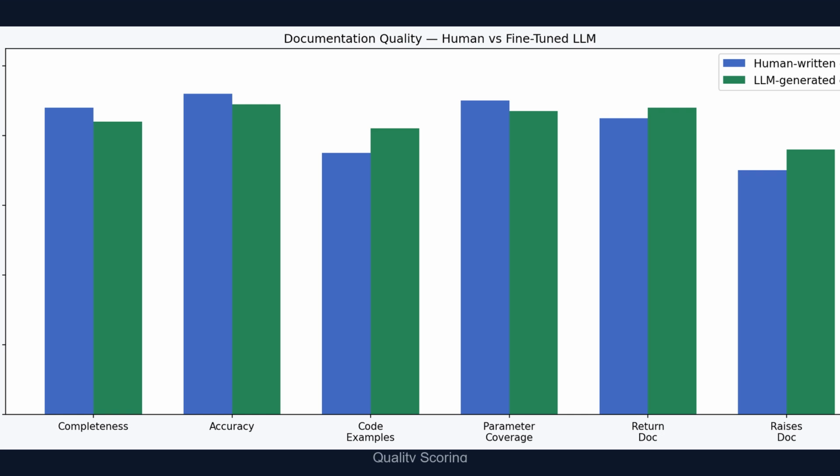What's interesting is where the LLM scores are competitive. Parameter coverage and code examples are close. Those are the structured, pattern-driven aspects of documentation, exactly where a fine-tuned model excels. The gap is largest in completeness and accuracy, which reflects the model's occasional failure to capture domain-specific nuance.